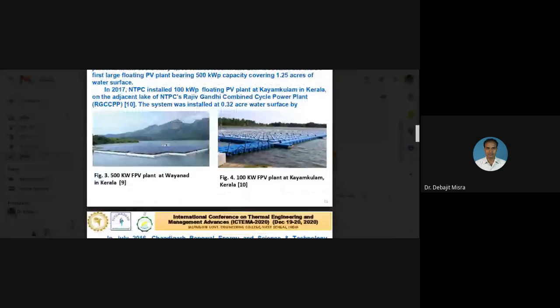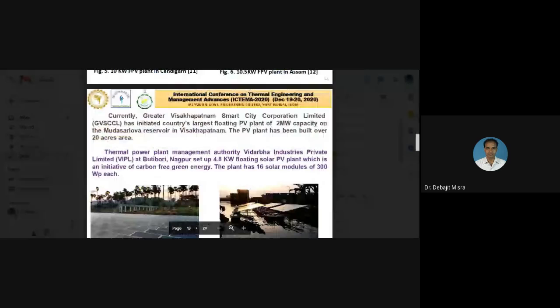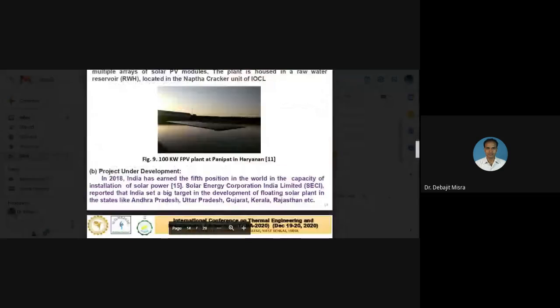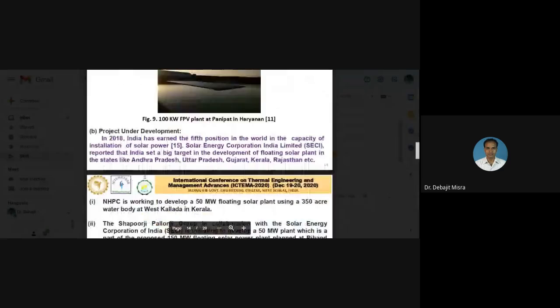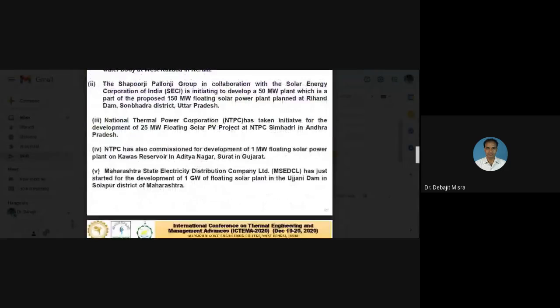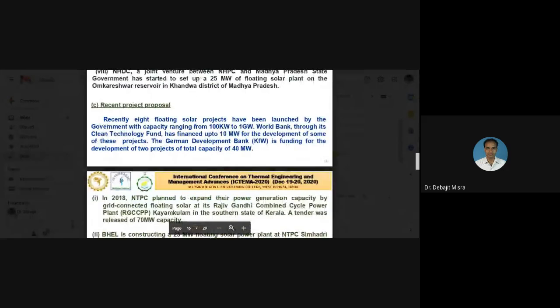Then here is another in the northeast, and here is Chandigarh. Here are some plants in Visakhapatnam and Nagpur, and projects under development. Because of time bound, I can't explain all of this. These are the projects under developing condition, under working condition, and some recent proposals, eight recent proposals, that are to be commissioned and will be implemented soon.